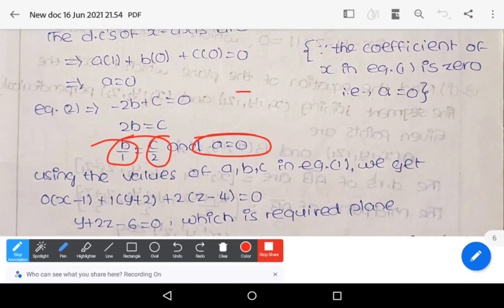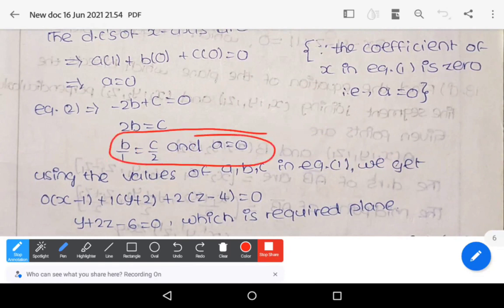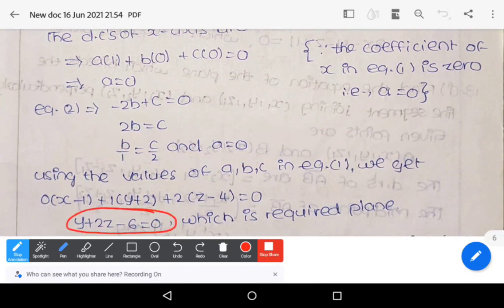Now substituting the values a is equal to 0, b is equal to 1, c is equal to 2 in equation number 1, we get 0 into x minus 1 plus 1 into y plus 2 plus 2 into z minus 4 is equal to 0. So simplify the equation. You get y plus 2z minus 6 is equal to 0. That is y plus 2z is equal to 6.